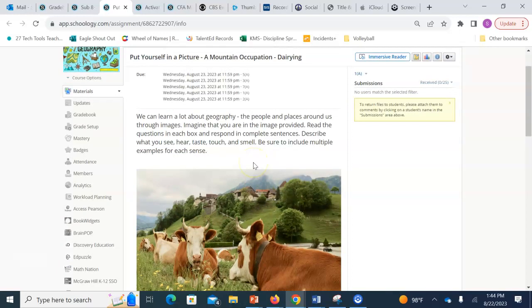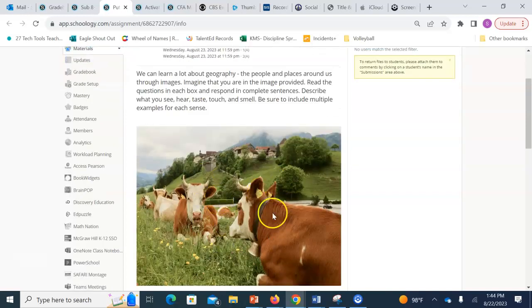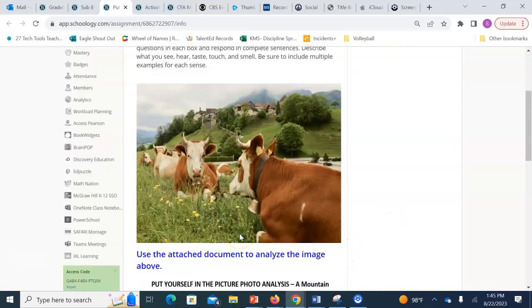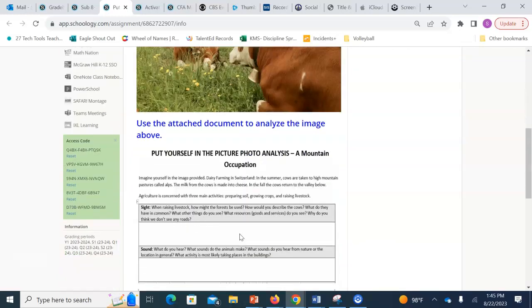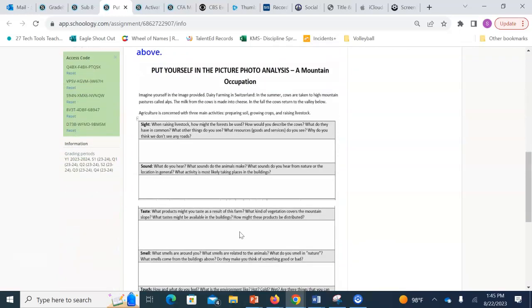We can learn a lot about geography, the people and places around us, through images, and we're going to use this image today. Imagine that you are in this picture. Read the questions in each box and then respond in complete sentences. You're going to be using your senses today, so your ability to see, hear, taste, touch, and smell. And you want to give examples of each sense. All right, so take a look at our image here, and then you're going to see your document here.